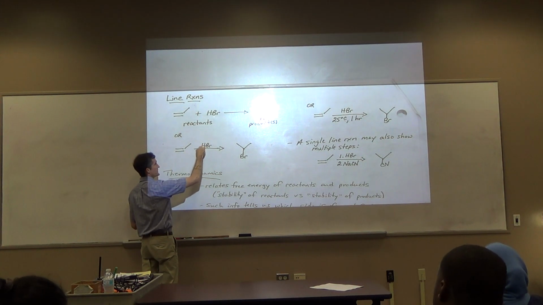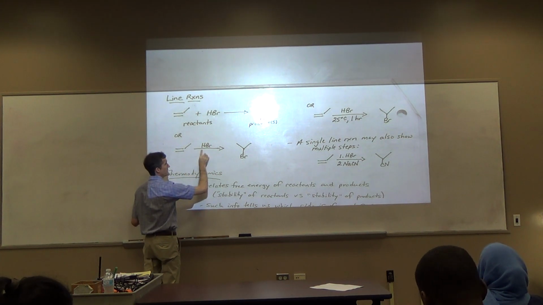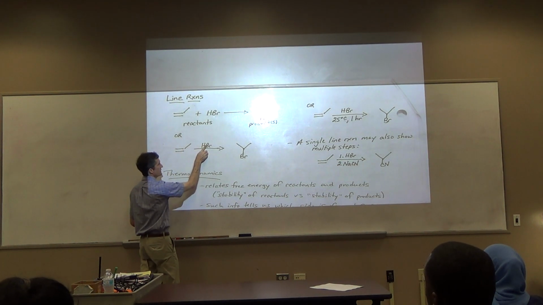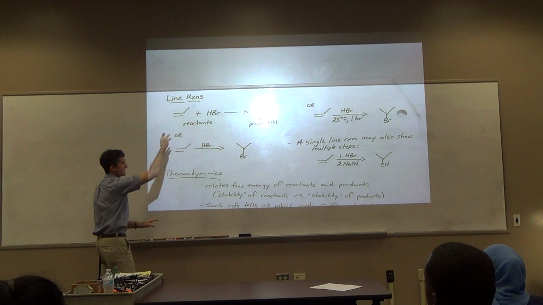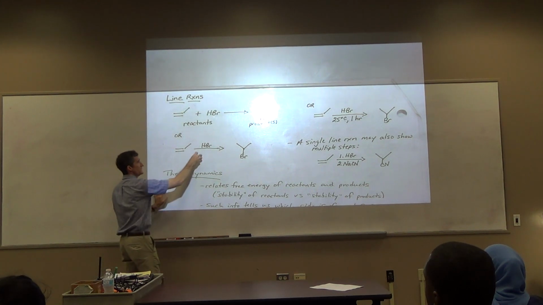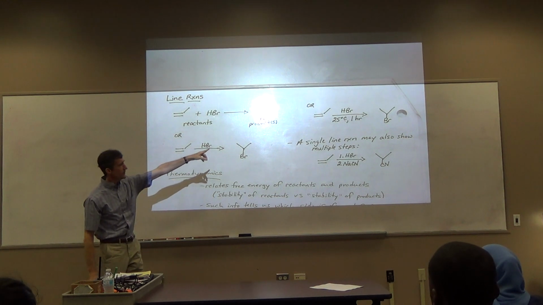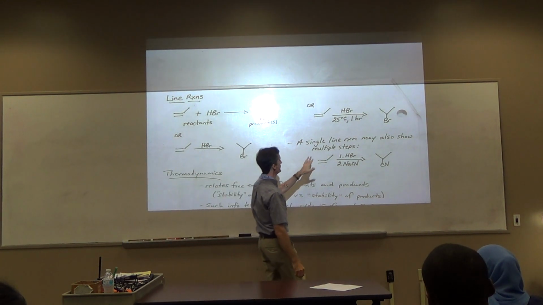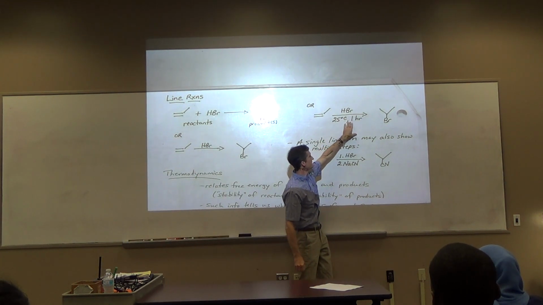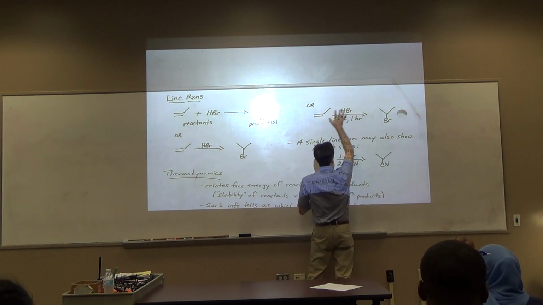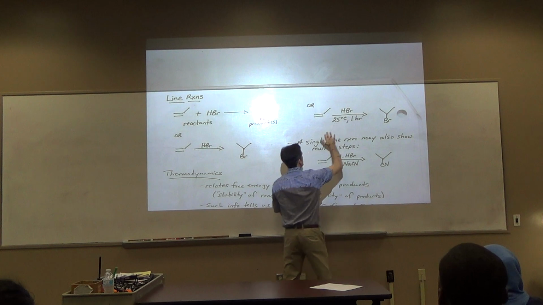Sometimes we can put a small reagent actually on the reaction arrow. So this looks like this reacts with HBr to yield that product. Same as above, except we put a reagent on the arrow. Very common. Okay? Also very common to include conditions, maybe temperature and time. So this would be a very typical line reaction here.